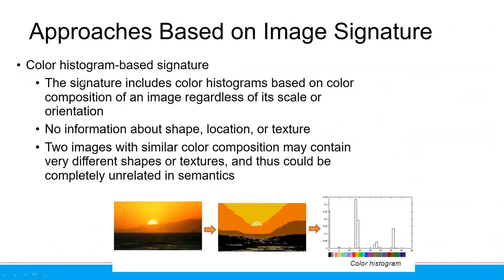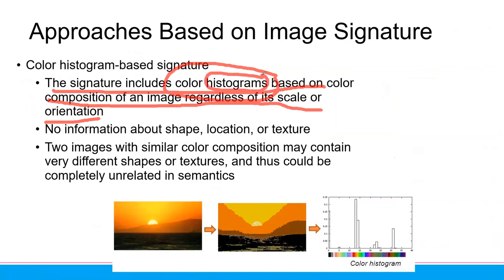We can have an image signature. What is the image signature? If we have the color, we can make a color histogram-based signature. The signature includes a color histogram based on the color composition of an image, regardless of its scale or orientation. So we have the color histogram. You know histogram: histogram is the distribution of the data. We can also make the color histogram, for example, of this one.